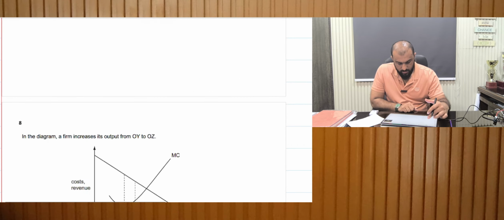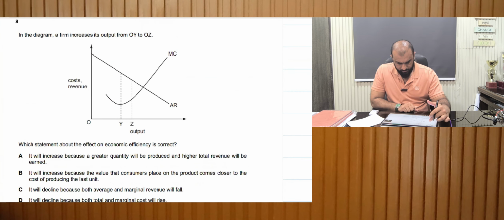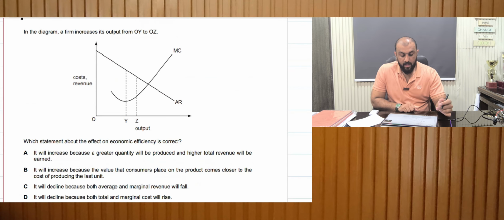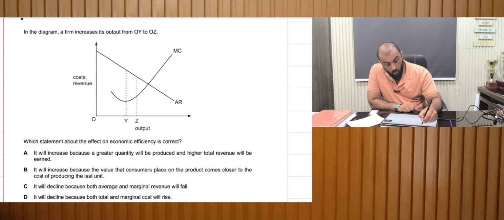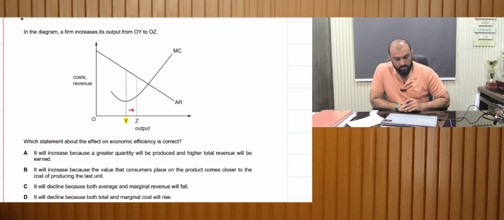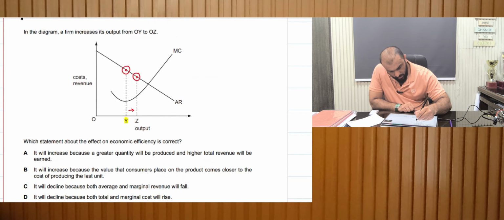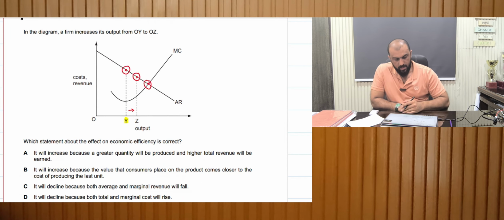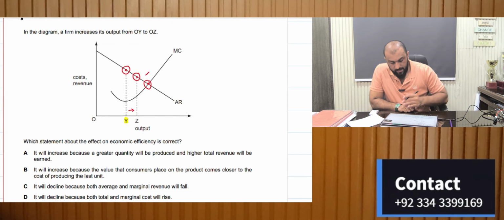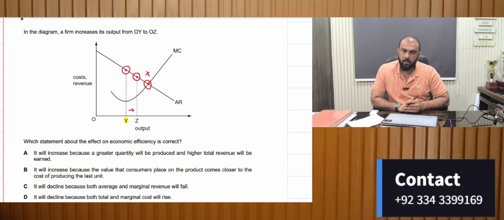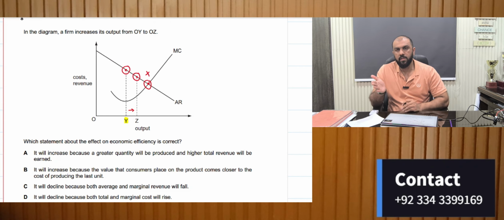Moving on. In the diagram, the firm increases output from OY to OZ. Which statement about economic efficiency is correct? Now, when we move from Y to Z, currently we are at this point. Now we are moving towards this point, and allocative efficiency is at point X, let's say. So at point X is allocative efficiency, and movement from Y to Z means we are coming closer to allocatively efficient points.